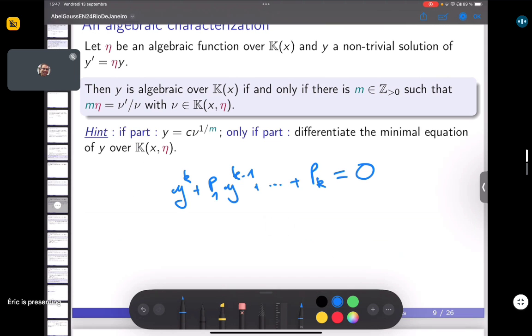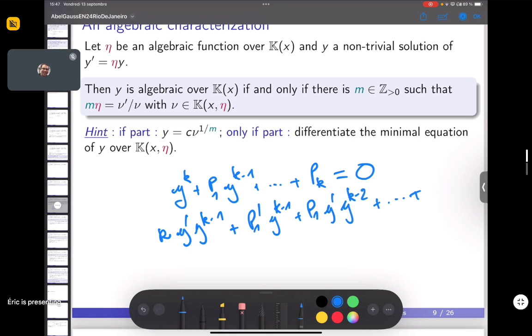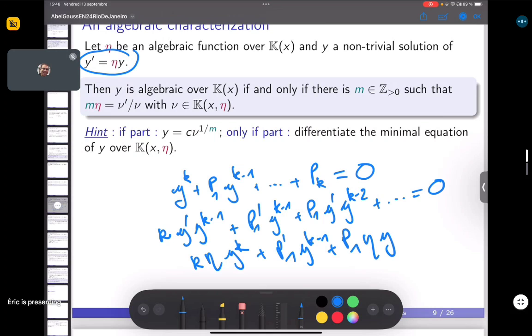And if I differentiate this, I will have something like this. And the thing is that now, since you know that y prime is eta y, you can replace each y prime by eta y. So you will obtain this, and so on. And in fact, all the derivatives of y disappear.